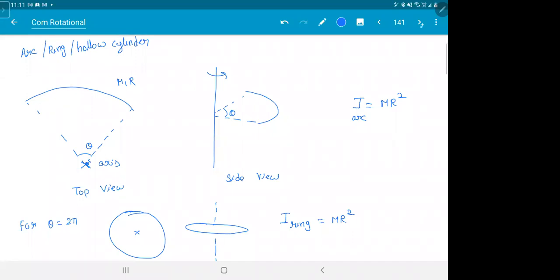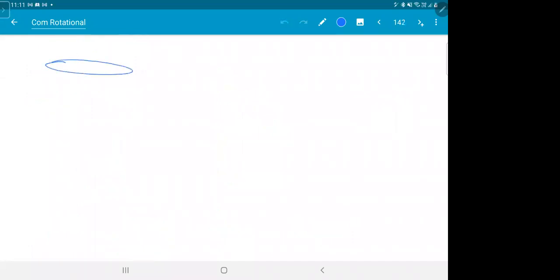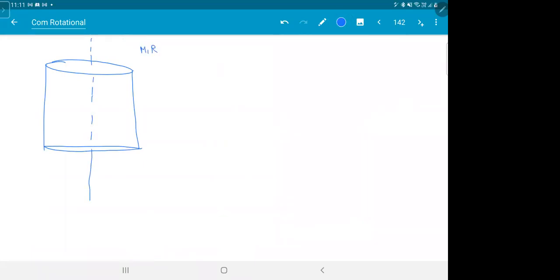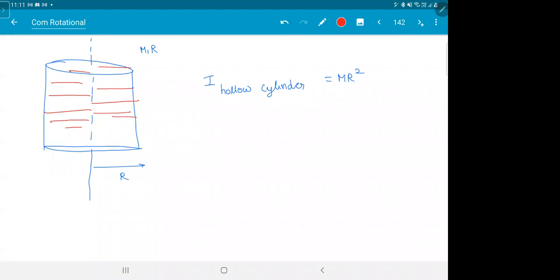Turn the page. If you take a hollow cylinder, one important thing you need to observe here is what is the perpendicular distance. We're not actually interested in anything else. So if you take a hollow cylinder, mass m, radius R, what is the moment of inertia for hollow cylinder about the central axis? mR square. So ring, arc, this thing is all same. Why? Look at this thing. Distance is R, na? No matter which point you take, aren't all the points at same distance?